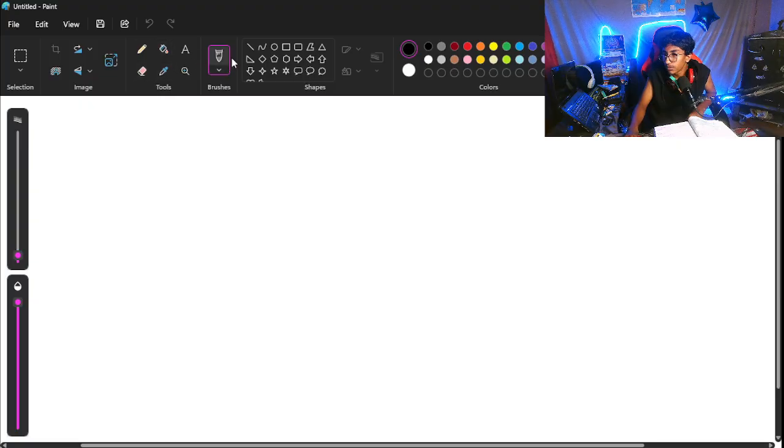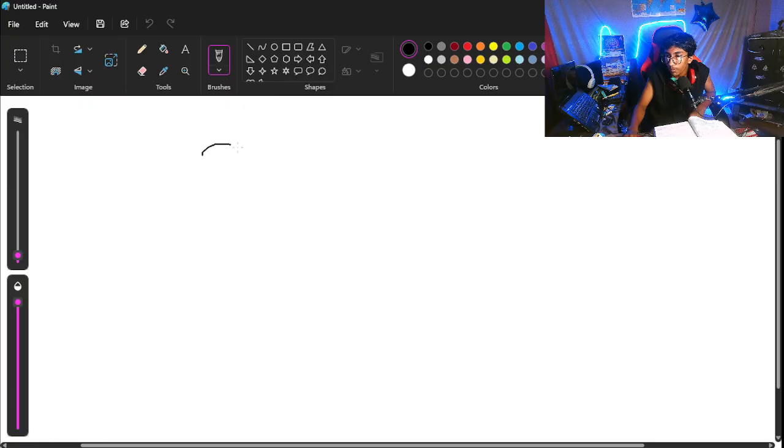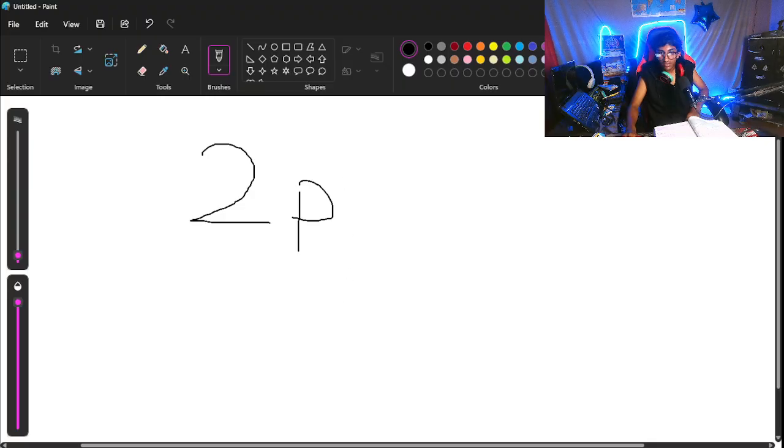Let me take a bigger brush. See, you'll write 2p like this, right? Now, 2p will not give us the m value. To write the m value with this, it will be divided into 3 blocks basically.